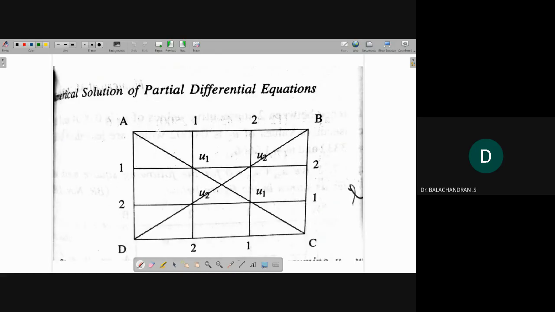Okay, here it is explained here. So the line of symmetry. Okay, so problem 7. Solve uxx plus uyy equal to 0 for the following square mesh with the boundary values as shown in the figure below.